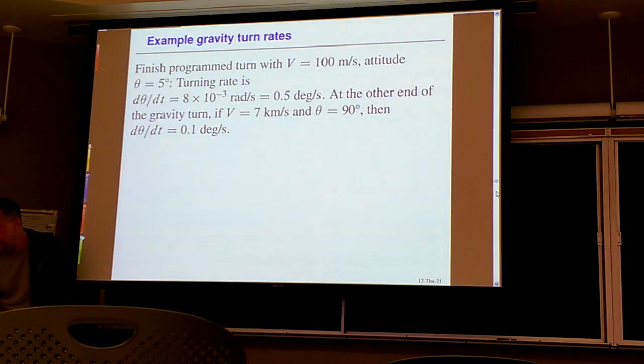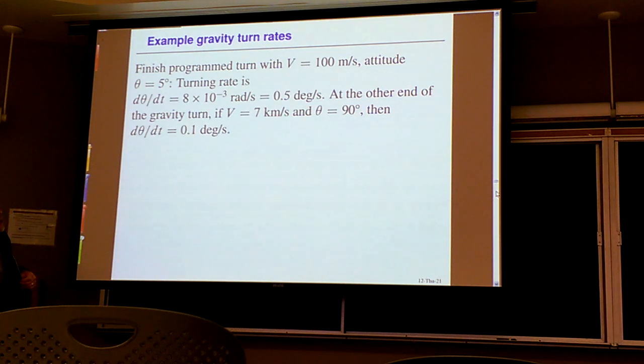Okay, so let's give an example of this. Suppose we do our program turn, and we have some initial speed. These are not necessarily that realistic numbers. The speed actually is kind of low, but let's suppose we're only moving 100 meters per second, and suppose we're 5 degrees from the vertical.